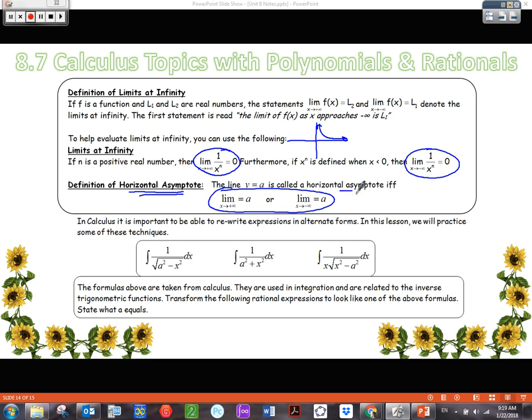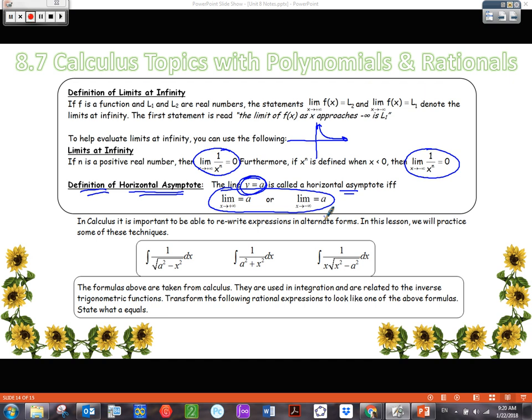Remember the horizontal asymptote, see how it's y equals? That's the equation of the horizontal asymptote, y equals a. So whatever the answer to these limits is, our horizontal asymptote would be y equals whatever that number is. That's how we find horizontal asymptotes. The calculus way is, this is the definition of a horizontal asymptote. Basically, we are taking the limit of our function to positive or negative infinity, and we get our horizontal asymptote. Okay, so that's what we'll be looking at today.